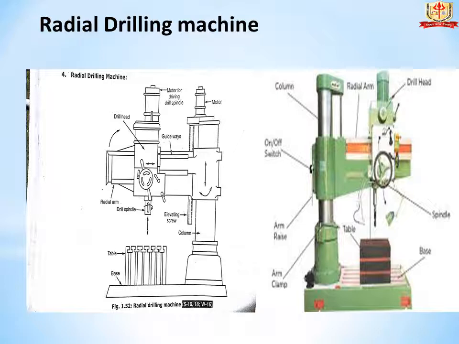Apart from above movements, universal radial drilling has one more movement to drill the hole in an angular direction. That is, radial arm can be swiveled with some angle. Thus, universal radial drilling machine have 5 different movements.